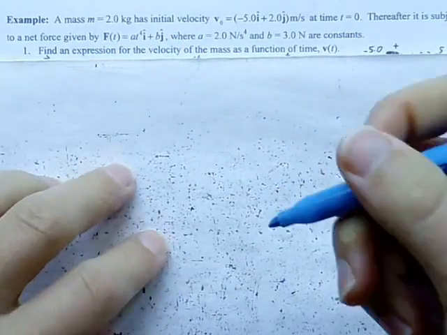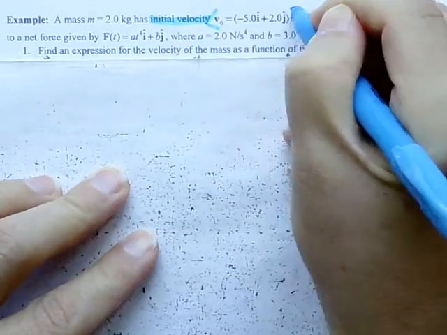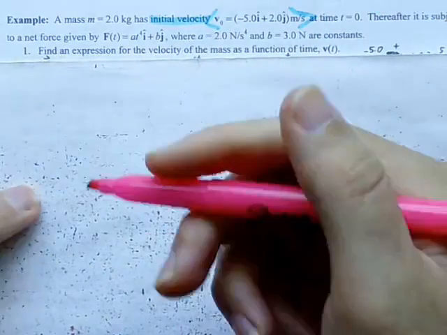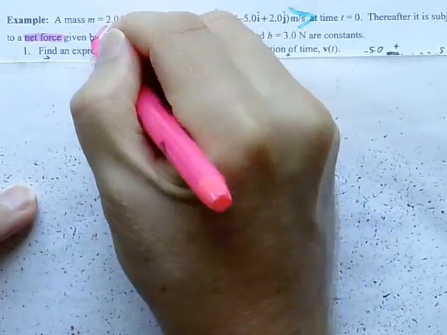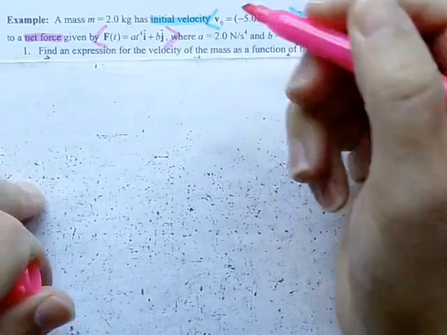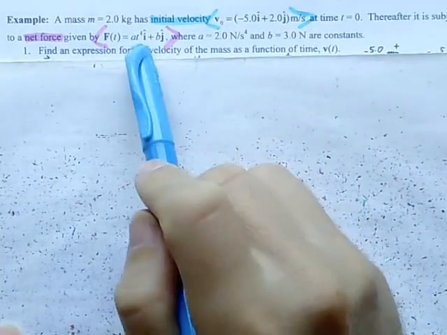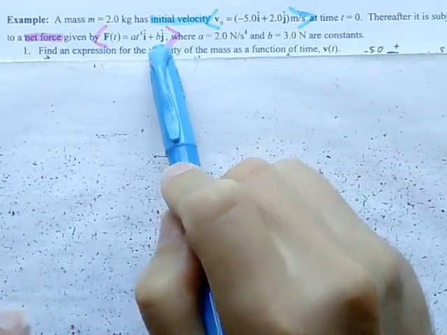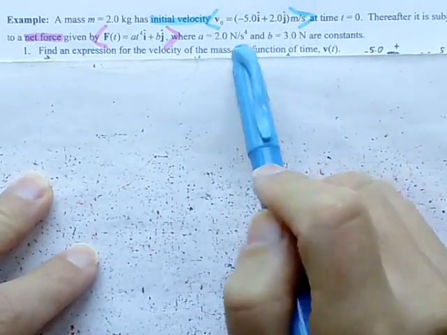Okay, so we've got initial velocity given by that expression, and we have a net force, which is a function of time, with an x component that increases like t to the 4th power with time, and a y component that is just constant with time. And here we're given the values for the constants a and b.